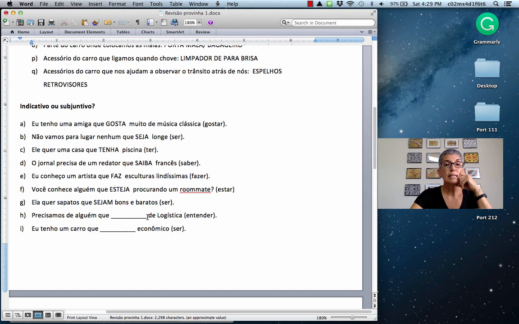Precisamos de alguém que blá, blá, blá. So you have the verb precisar, one of the verbs that requires the subjunctive. Então, precisamos de alguém que entenda. We need someone who understands about logistics, que entenda de logística. Eu tenho um carro. Eu tenho, I have. So, if you have, the car exists, indicativo ou subjuntivo? Indicativo. Eu tenho um carro que é econômico.